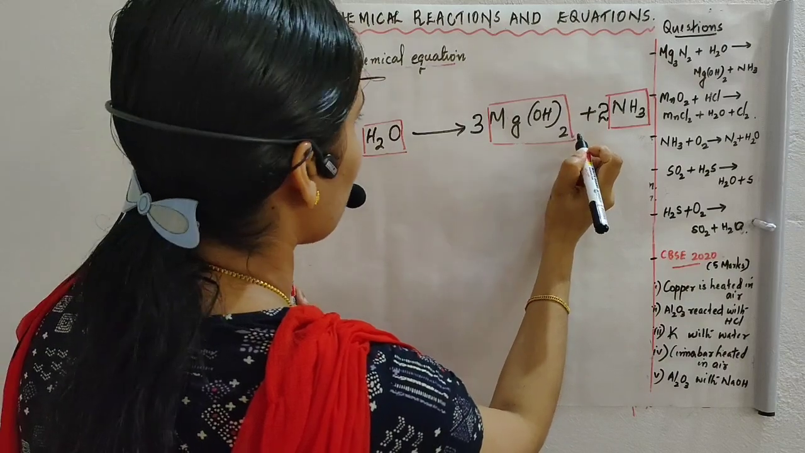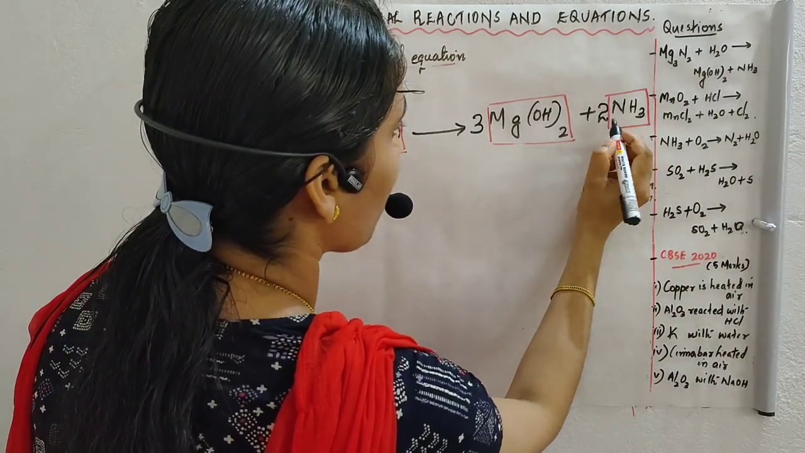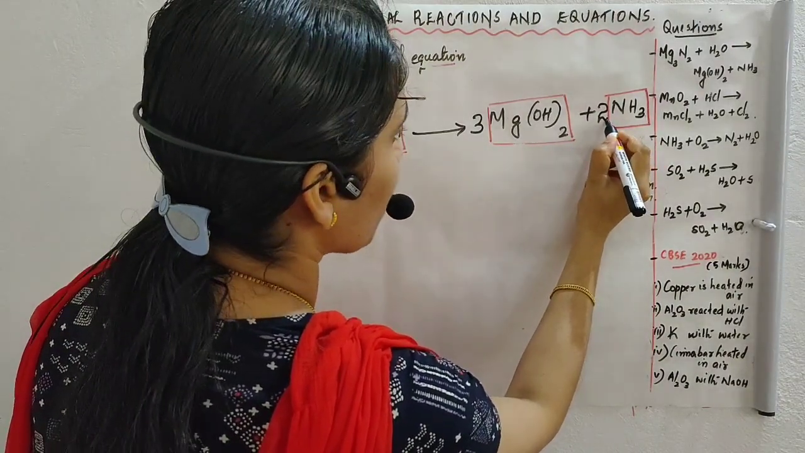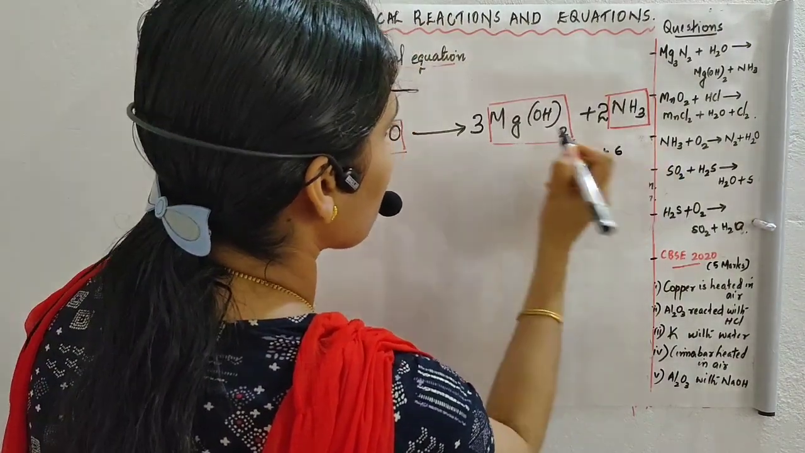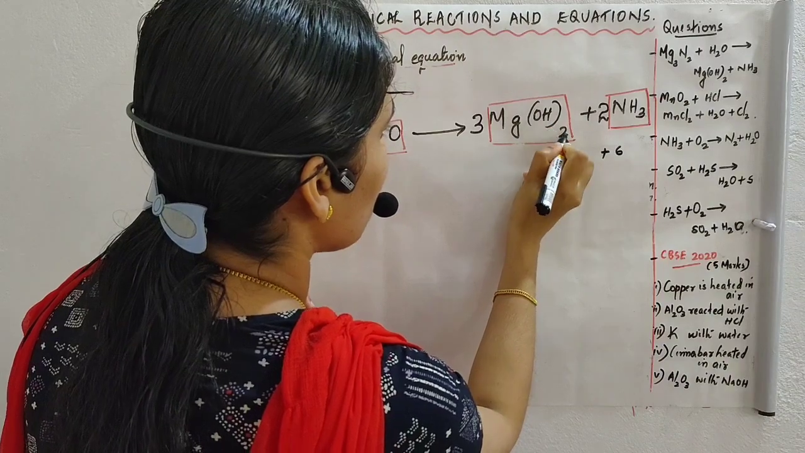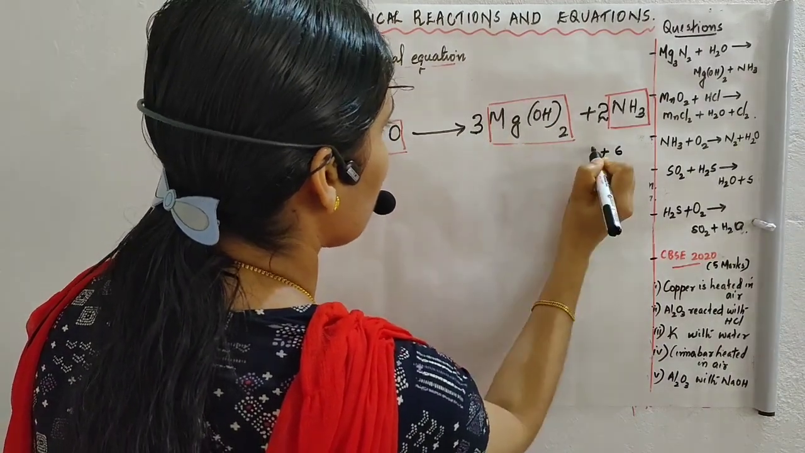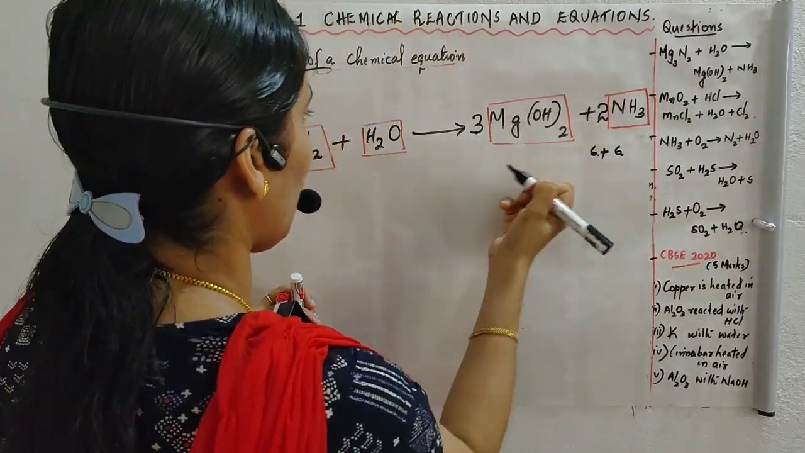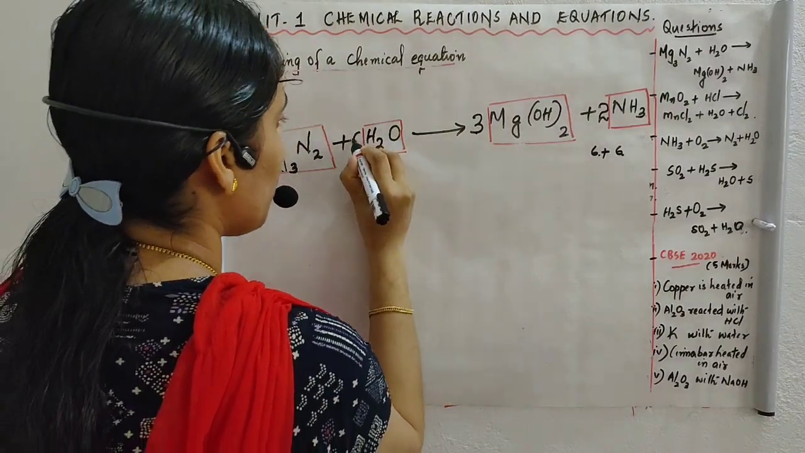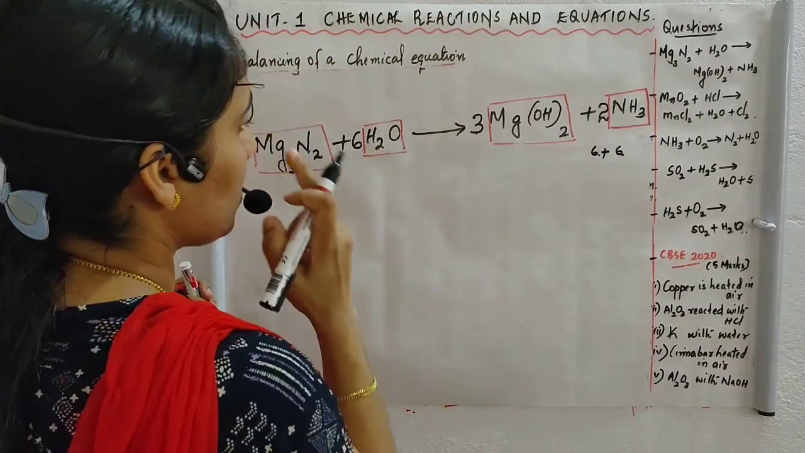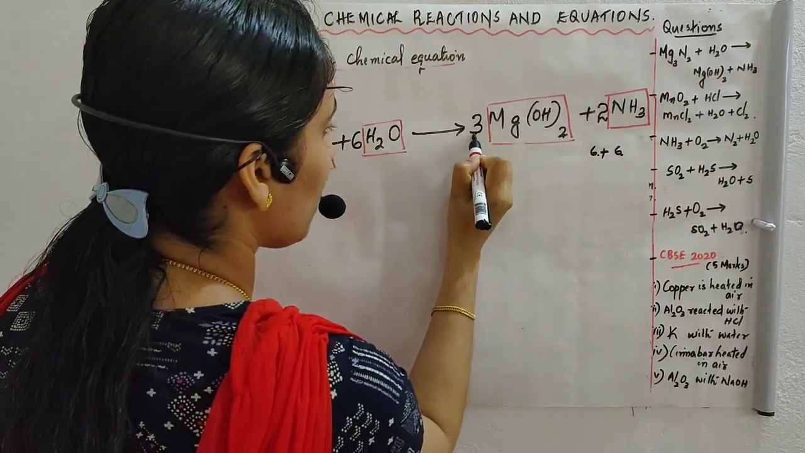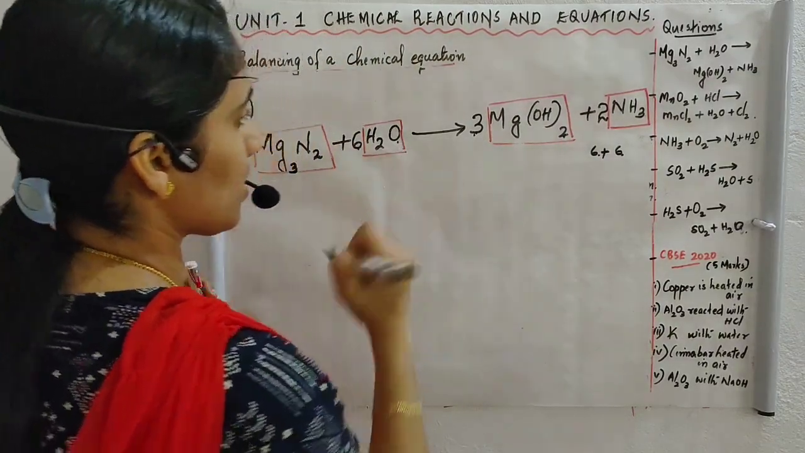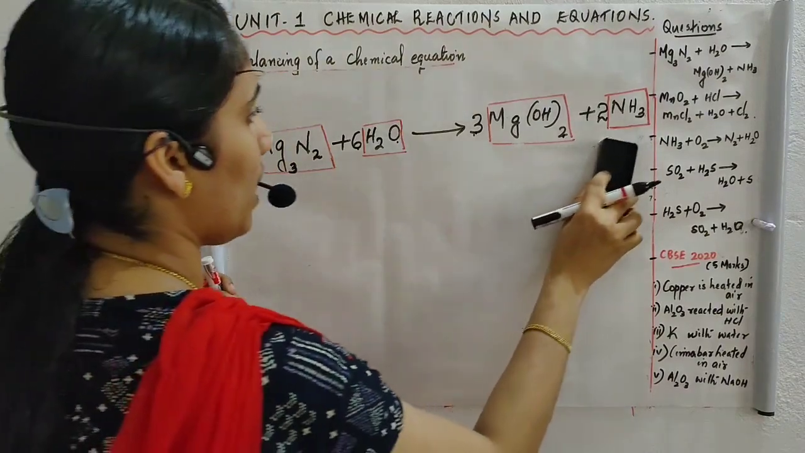Automatically the other elements change. What about the number of hydrogen? Hydrogen here is 2 into 3, that is 6, plus here how much hydrogen? 2 into 3, that is 6. That means 6 plus 6, 12 hydrogen. So you can put 6 here. Then check the oxygen number. Oxygen here is 2 into 3, 6. This side also it is 6. So now the equation is balanced.